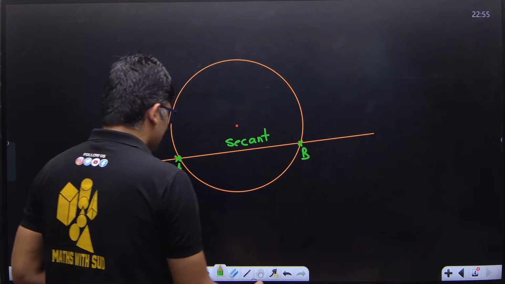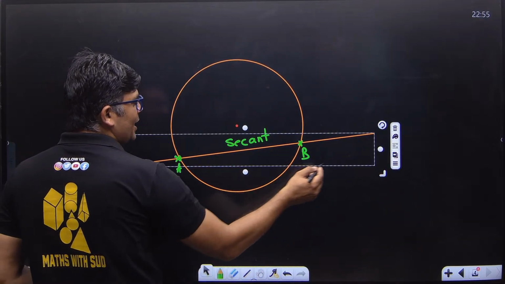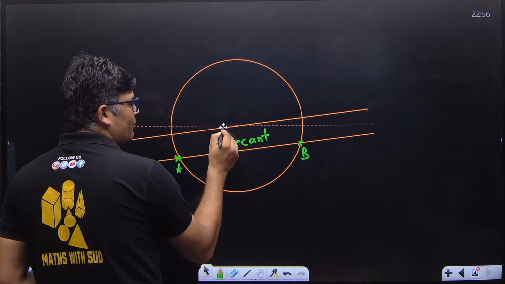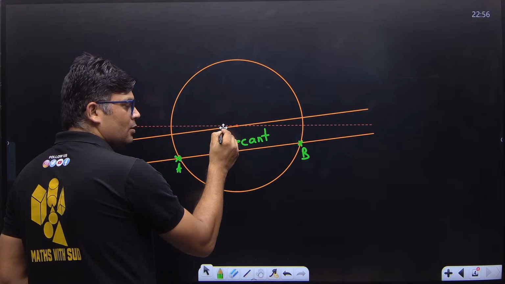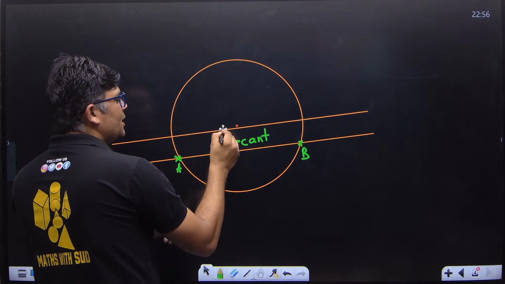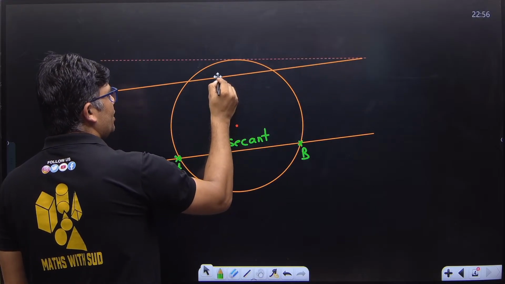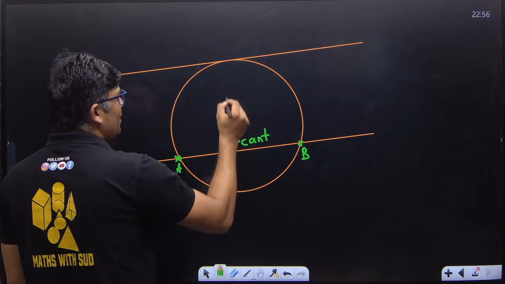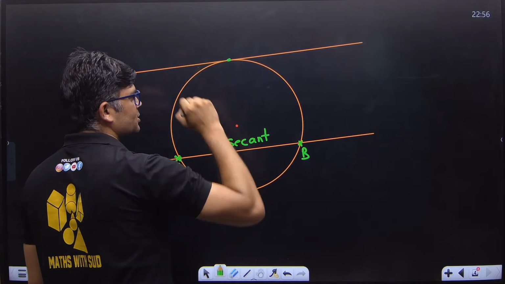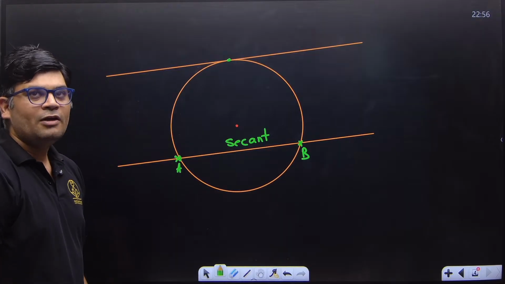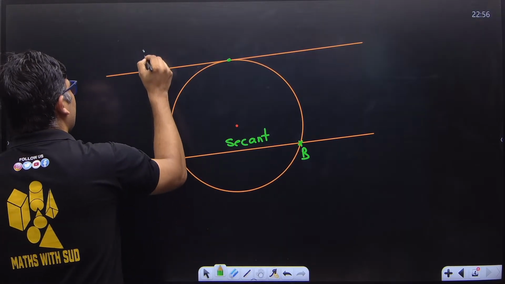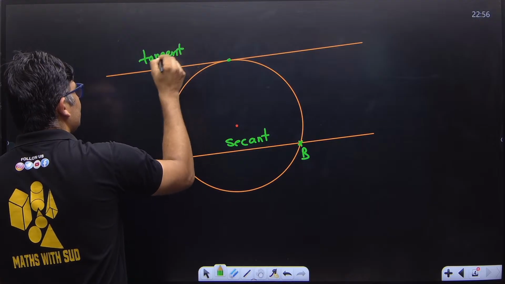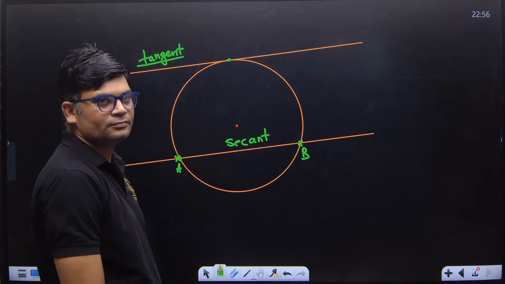What is tangent? If I keep moving this line towards the center, it will become the diameter. Means the chord becomes a diameter, and if I keep on taking it outside, more and more closer to the vertex, there will be a point when it is going to touch the circle. And when it is touching the circle at a single point, here comes the word tangent. Tangent means to touch.